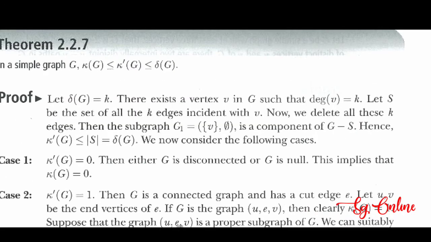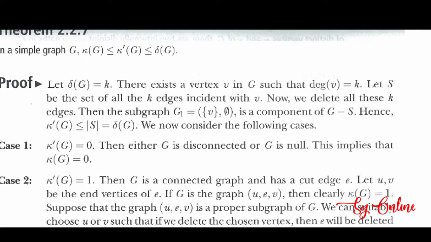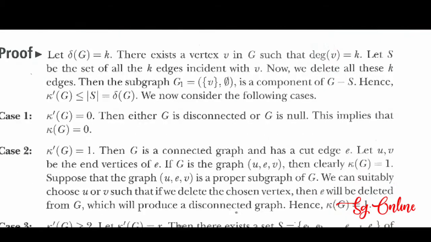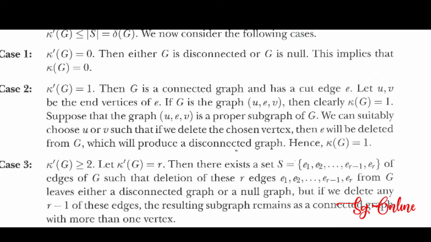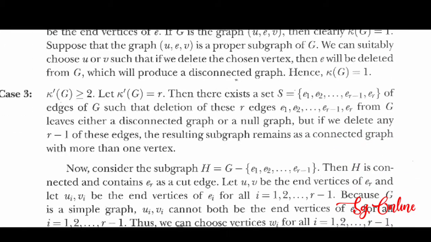Now we want to prove that kappa is less than or equal to kappa dash, and that is the case of 0. It is very trivial because in this case of 0, the graph is either disconnected or a null graph. In both cases, kappa G is equal to 0. And now the interesting case is that kappa dash G is equal to 1. So G has a cartridge, and if G has a cartridge, then each of its endpoints is a cut vertex, and so G has a cut vertex, and so vertex connectivity is equal to 1.